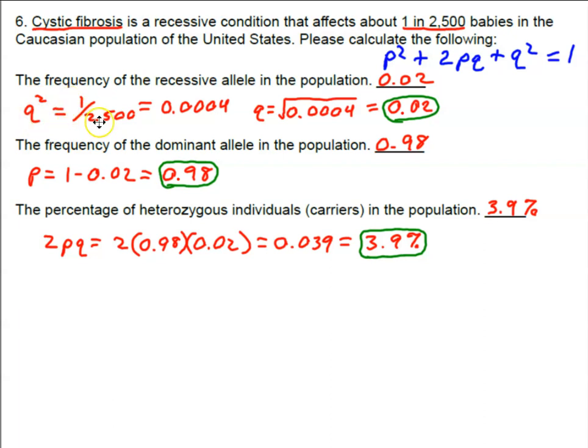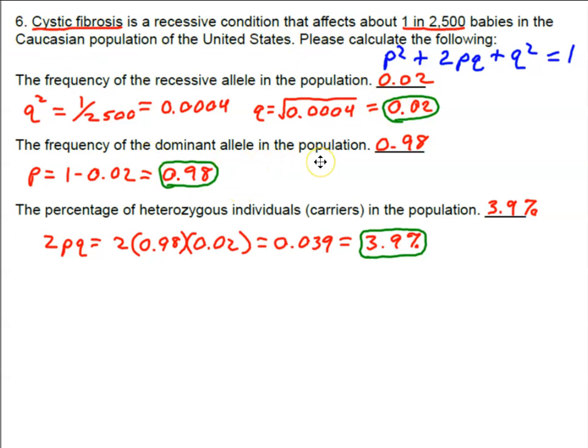That's 1 divided by 2,500. 1 in 2,500 is given to you. So that's 0.0004. Q then is going to be the square root of 0.0004, which is 0.02. So there's our answer. That's the frequency of the recessive allele for the Caucasians in the United States.